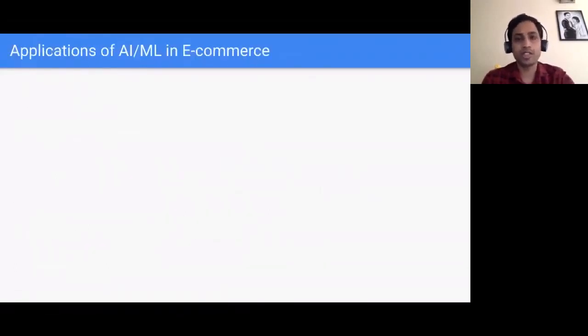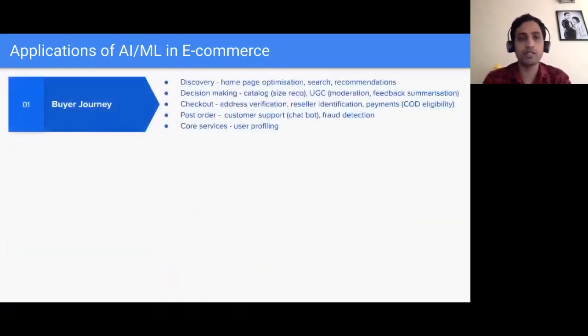Since I'm from the e-commerce domain, I want to give you a flavor of where all we apply AI/ML today in the e-commerce space. Starting off, we have the buyer journey. As a customer, you come to Flipkart looking to buy something, and you start searching for something. So there's a discovery phase, where we're trying to show you the right products that you'll be looking for, where the homepage, which I talked about, comes into play.